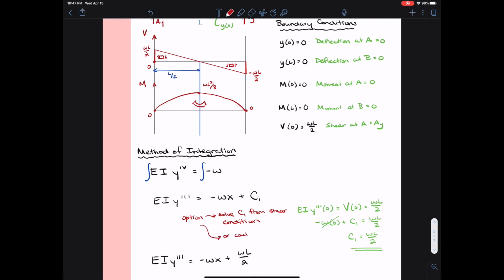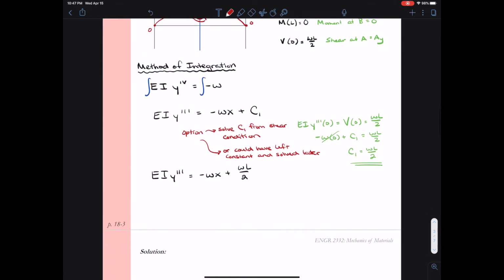Now, we didn't have to use this condition right away. Remember, we came up with two moment conditions. So we could have solved this at a later point. So maybe you might want to just move on and keep some of your constants of integration. And we'll see how we do that in a second.